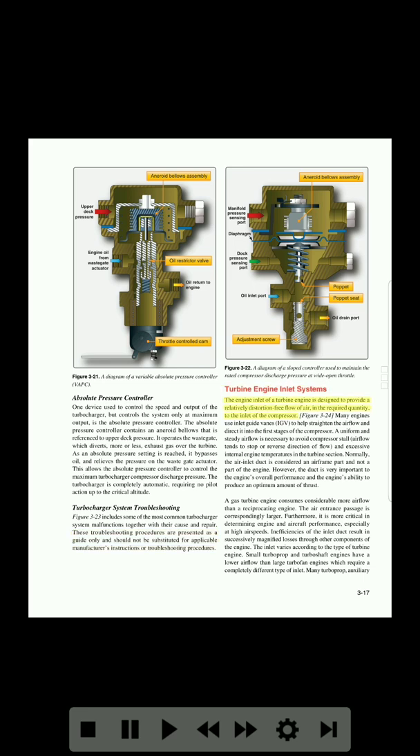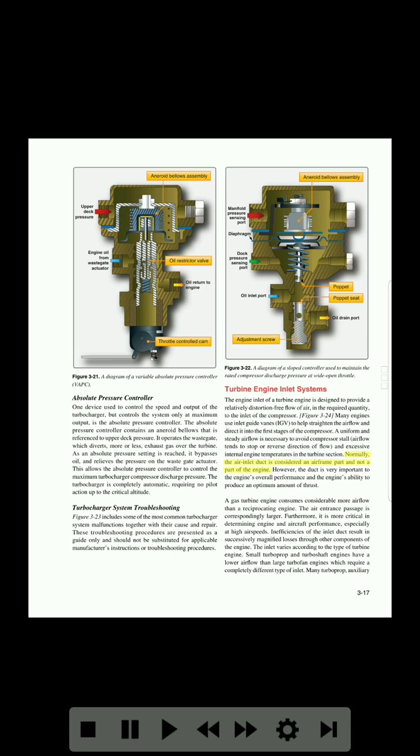The engine inlet of a turbine engine is designed to provide a relatively distortion-free flow of air, in the required quantity, to the inlet of the compressor. Figure 3-24. Many engines use inlet guide vanes to help straighten the airflow and direct it into the first stages of the compressor. A uniform and steady airflow is necessary to avoid compressor stall, airflow tending to stop or reverse direction, and excessive internal engine temperatures in the turbine section.